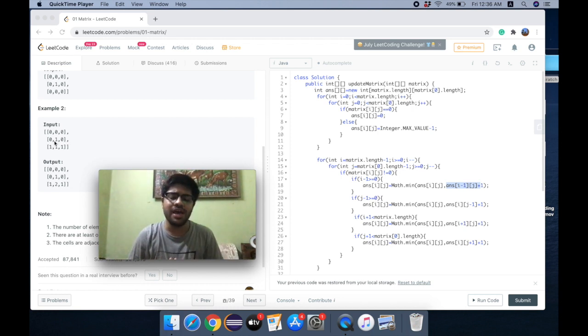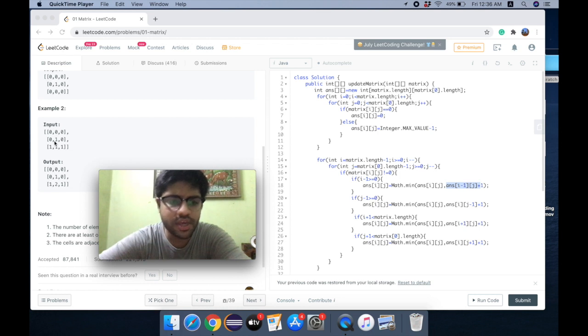But for now I am saying that all the distance is Integer.MAX_VALUE. Okay, now coming to the solution, we are done with these zeros. Now we need to think about the locations where we had 1.